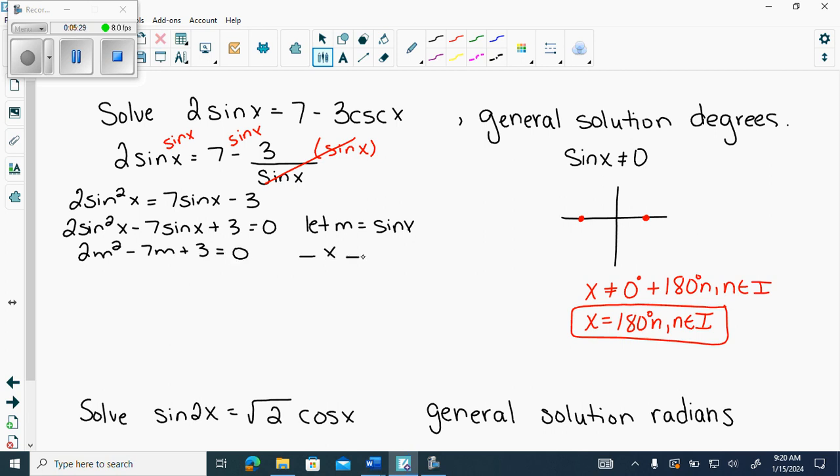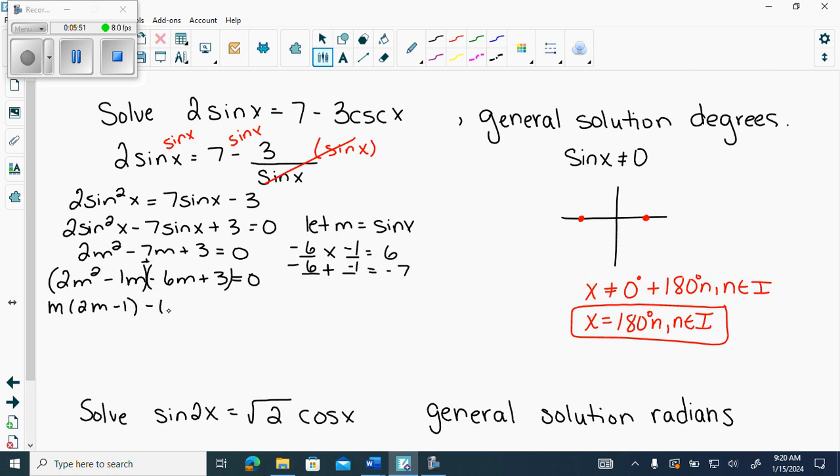And so we get what times what equals 6. What plus what equals negative 7, negative 6, negative 1. So we get 2m squared minus 1m minus 6m plus 3 equals 0. Group. Take out an m. 2m minus 1 minus 3, 2m minus 1. So I get m minus 3 equals 0. 2m minus 1 equals 0. M equals 3. M equals a half.